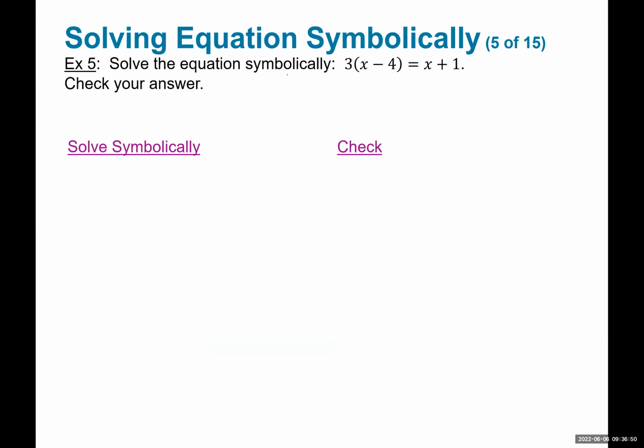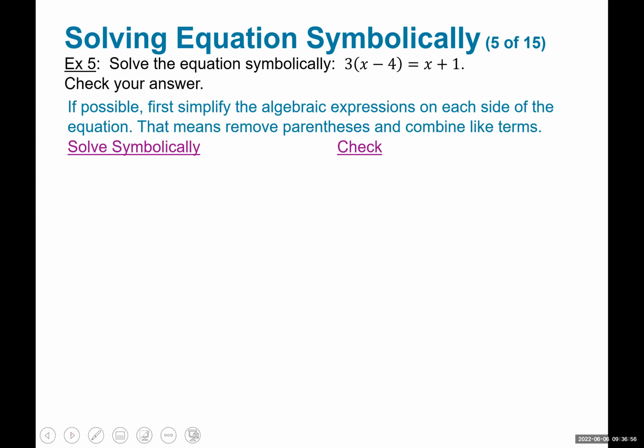Okay. Solve the equation symbolically again. This time we have, again, variables on both sides, but also other things as well. So we're going to try to simplify this algebra first. The first thing we'll do is use the distributive property here, and we get 3x minus 12 equals x plus 1. Then we'll combine like terms on either side.